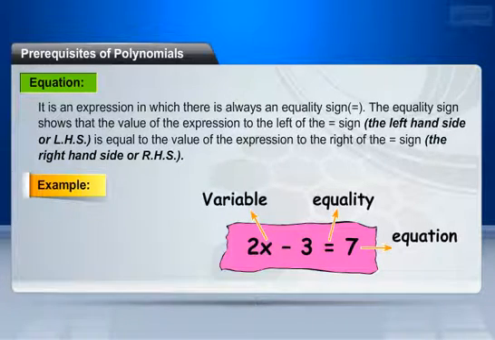Let's see an example: 2x minus 3 equals 7. Here 2x minus 3 equals 7 is said to be an equation. In 2x, x is a variable, and, as the expression contains an equal sign, it becomes an equation.